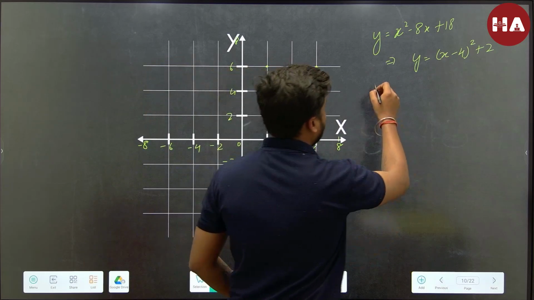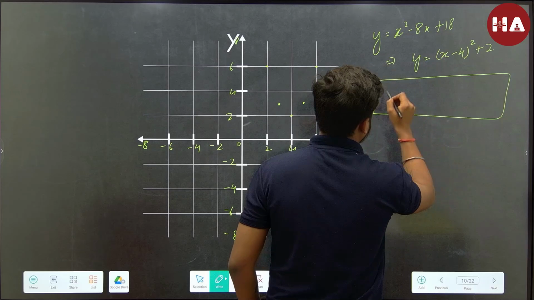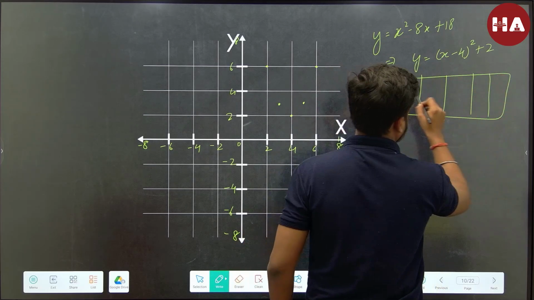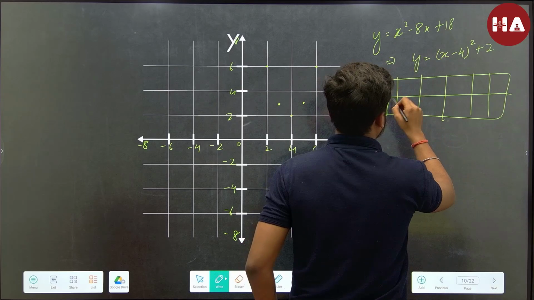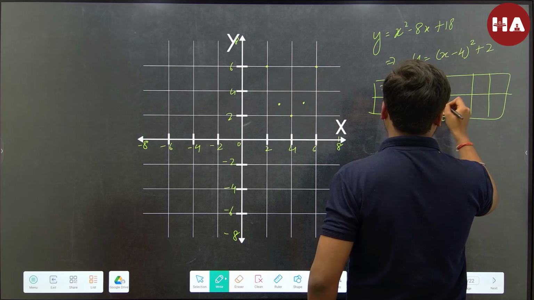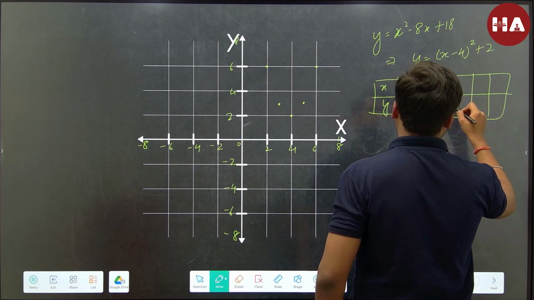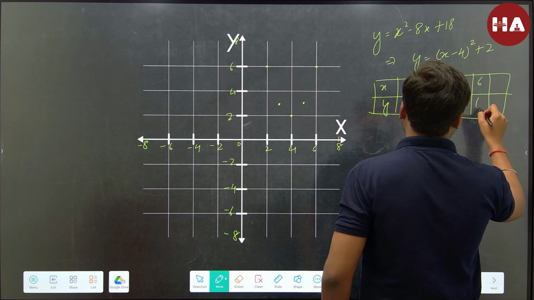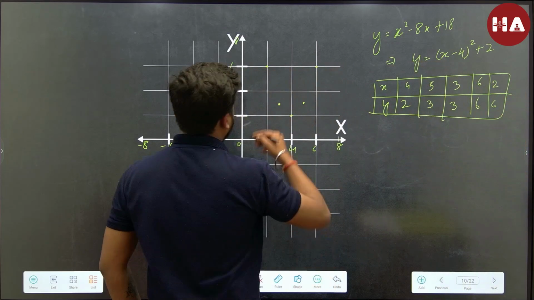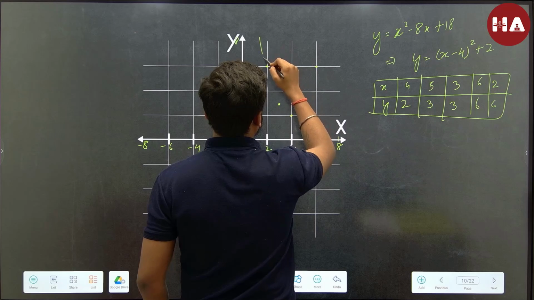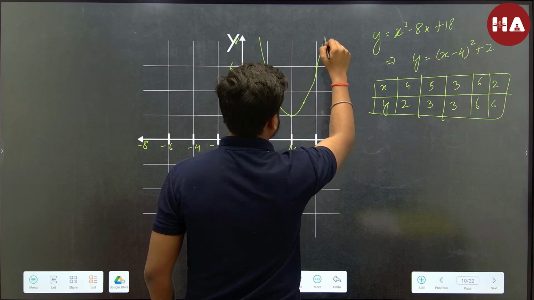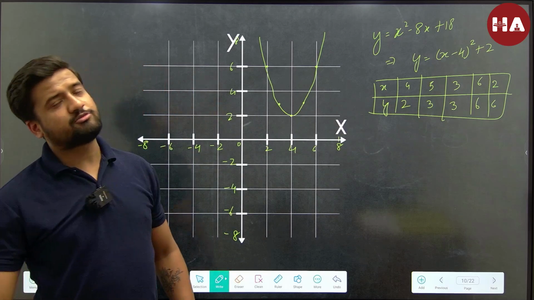Okay, so basically what we have done is we have drawn a table with multiple point values x and y. So at x equals 4, y was 2. At x equals 5, it was 3. At x equals 3, it was again 3. At x equals 6, it is 6. At x equals 2, it is again 6. So now let's just join these values and something like this is going to be my graph.